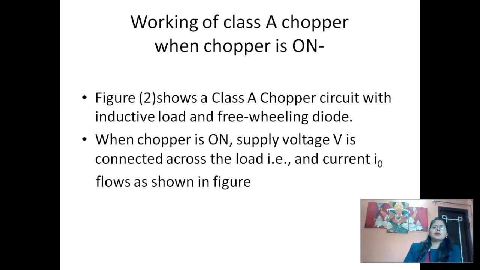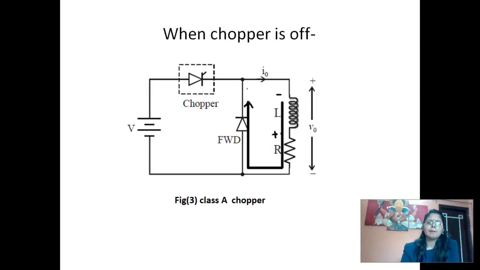This is the same as we already said: figure 2 shows a class A chopper circuit with inductive load and freewheeling diode. When chopper is on, supply voltage V is connected across the load and current I naught flows as shown in the figure. Okay. So next is when chopper is off.